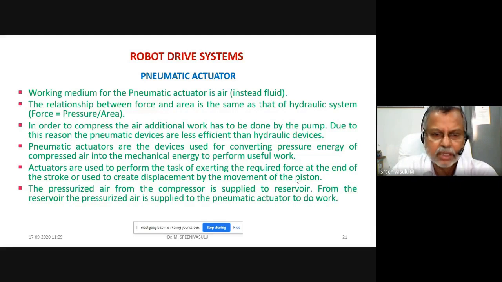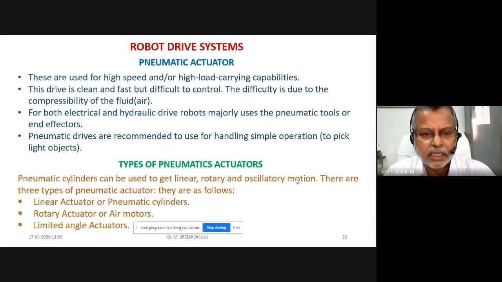Now let us see some more aspects pertaining to this. These are used for high speed as well as for high load carrying capacities. And this drive is clean and fast but difficult to control. The difficulty is due to the compressibility of the fluid. So controlling is not going to be that easy. That's what they try to tell.